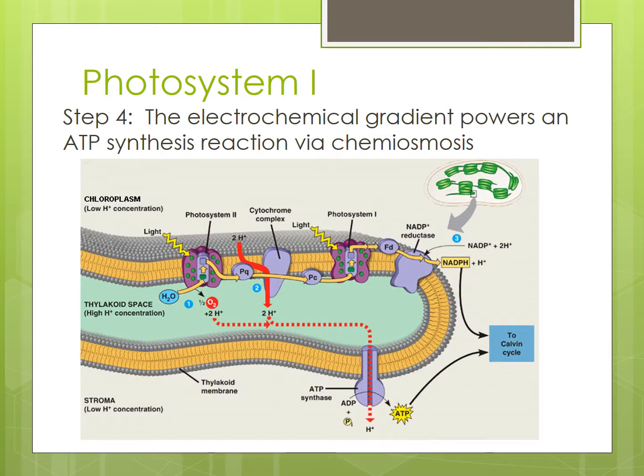That massive electrochemical gradient will then pass through ATP synthase. All of those hydrogen ions go through one at a time. And as they go through, they're going to take an ADP and a phosphate and crush them together to very efficiently make a whole lot of ATP. That process is called chemiosmosis. We talked about it.